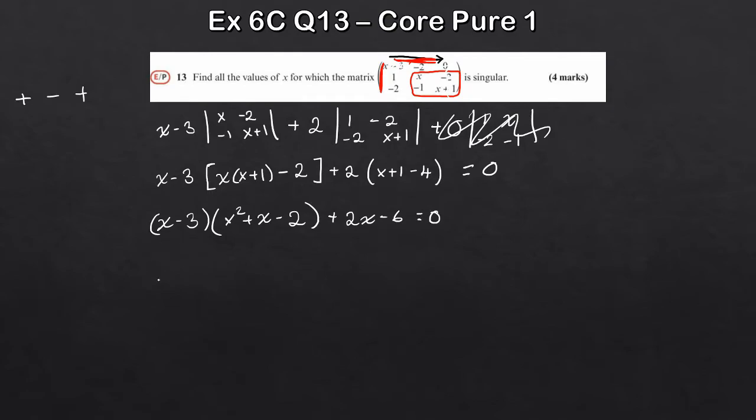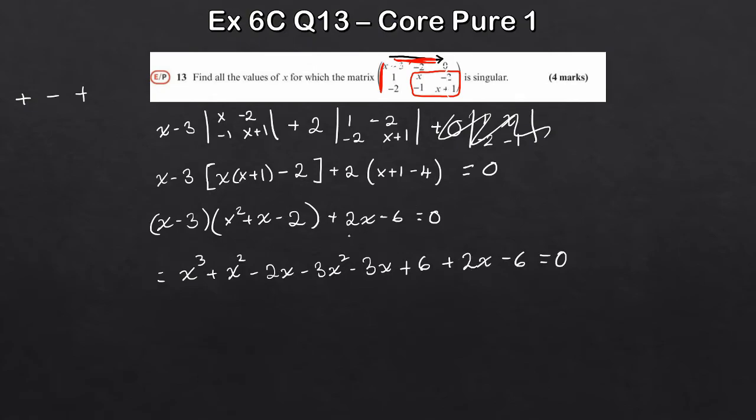If I expand this now, x times x squared, that's x cubed, x times x, x squared, x times minus 2, minus 2x. Do the same now with the minus 3, so minus 3 times x squared, I get minus 3x squared, minus 3 times x, minus 3x, and then minus 3 times minus 2 gives me positive 6. We've got a 2x here, we've got a minus 6, and all this is equal to 0.